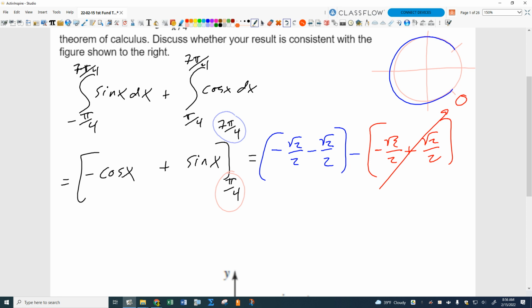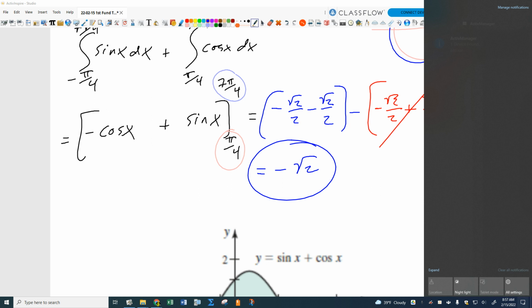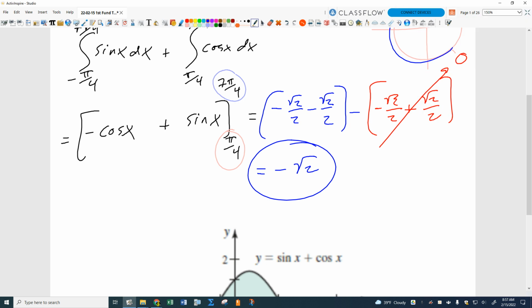So what's my answer then? So I end up with, we do that right? Antiderivative of sine is negative cosine. Yeah, that's right. Okay. So for our total area, our total area would just equal what? I guess negative square root of 2. Okay. Does that seem consistent with this picture? Because it needs to be.